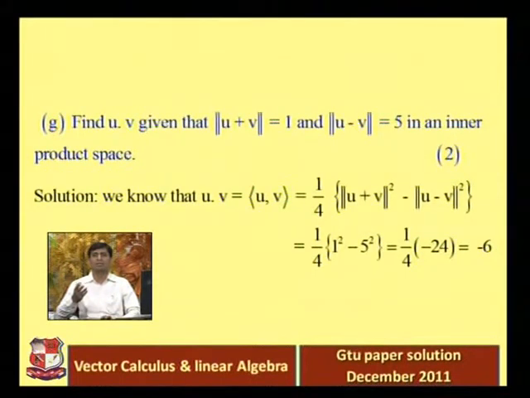Now you have to just put down the value of norm u plus v and norm u minus v. We know that norm u plus v is 1 and norm u minus v is 5, so put those values in this statement. So we will get 1 by 4 into 1 square minus 5 square. Now 1 square is 1, 5 square is 25. So 1 minus 25, that is minus 24. So minus 24 divided by 4, that is equal to minus 6. So now simply you will get u dot v equal to minus 6.